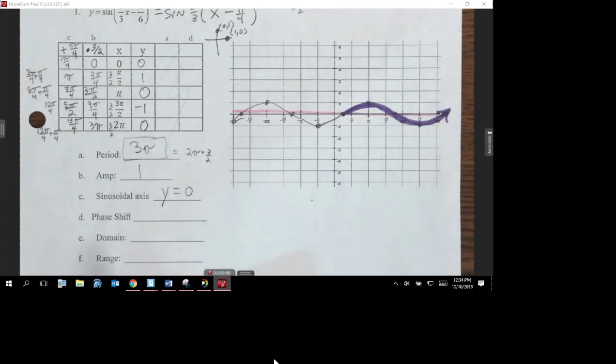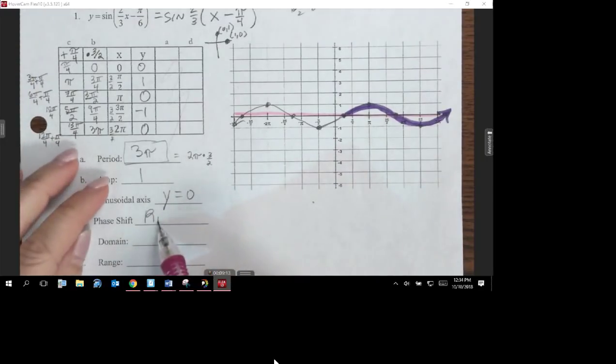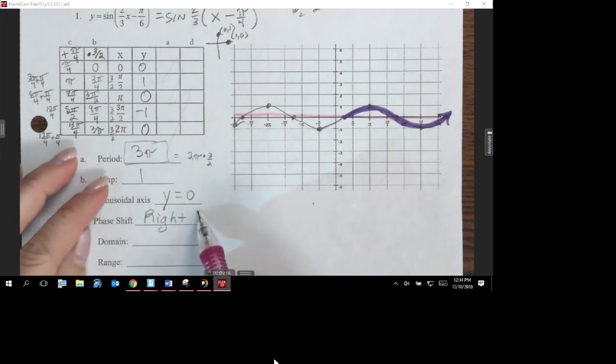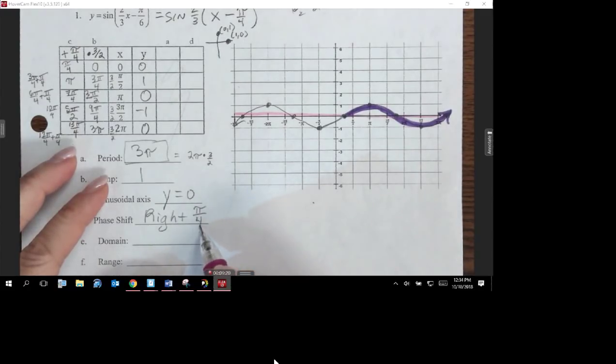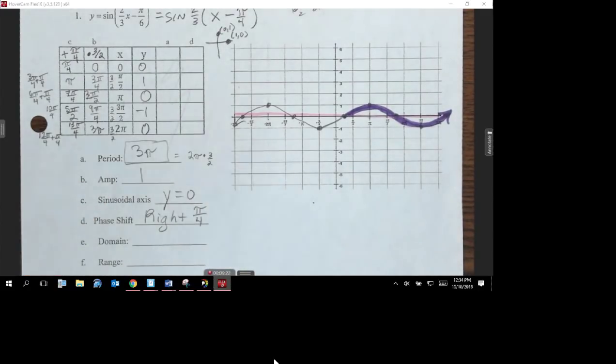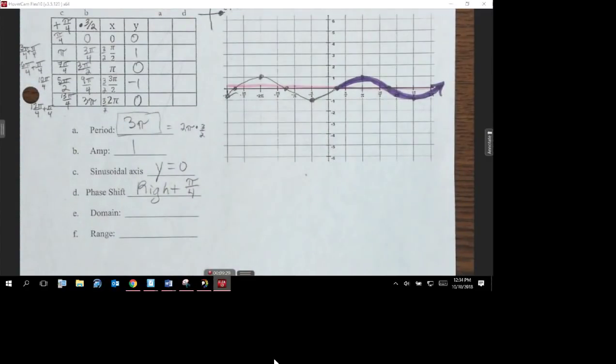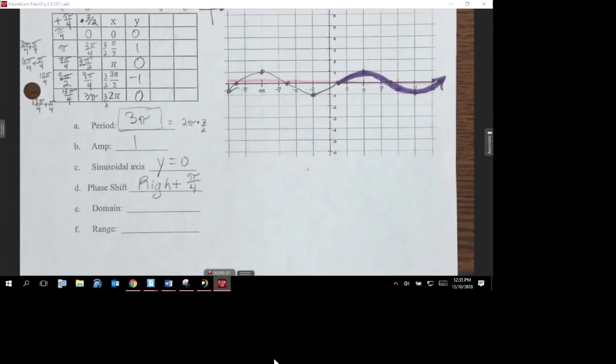Phase shift is the same thing as the horizontal translation. So our horizontal translation was right, it was plus, but it's right pi over 4. I'm saying too many rights in a row that mean different things. You're going to W-R-I-T-E, not R-I-G-H-T. You're going to write pi over 4. So you write that back into 2.